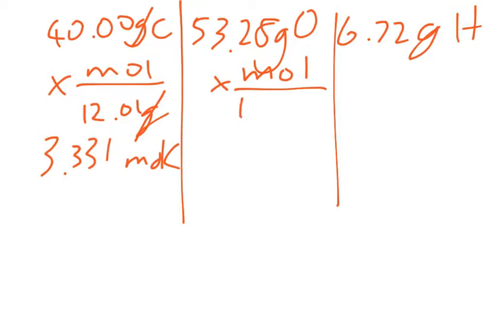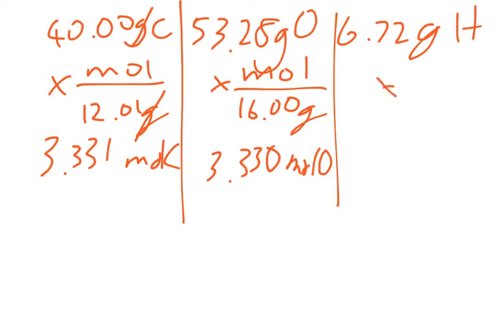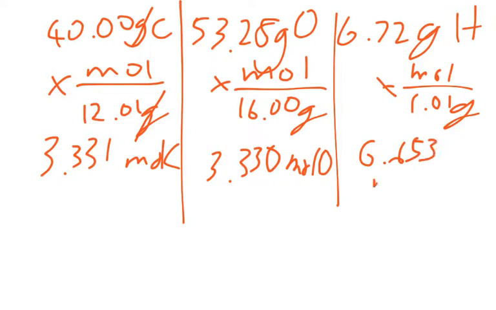So in this case, the 16.00 grams would be on the bottom. So 53.28 grams times moles over 16.00 grams will give us 3.330 moles of oxygen. And we do that for hydrogen, so I'm not going to say it aloud. I will let you do the math yourself, and you will get 6.653 moles of hydrogen. Now, in order to simplify this ratio, we have to divide by the smallest number.